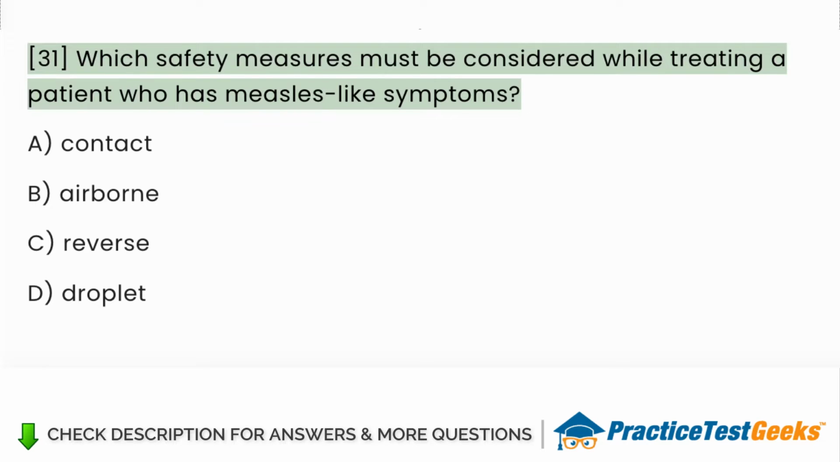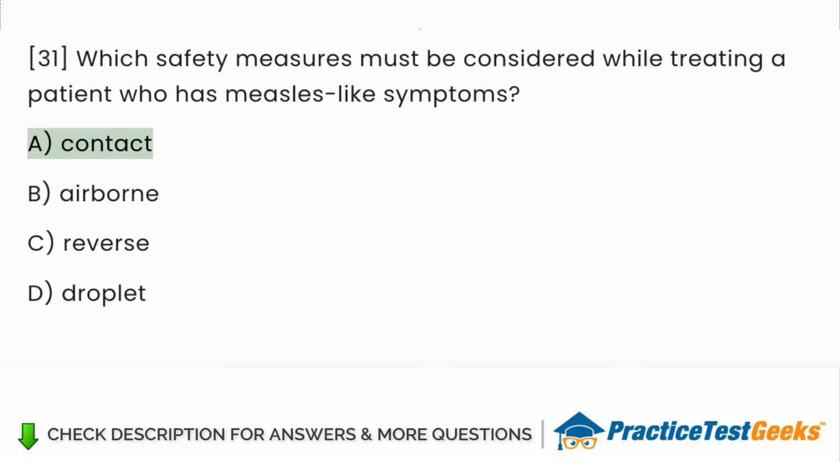Which safety measures must be considered while treating a patient who has measles-like symptoms? A. Contact. B. Airborne. C. Reverse. D. Droplet.